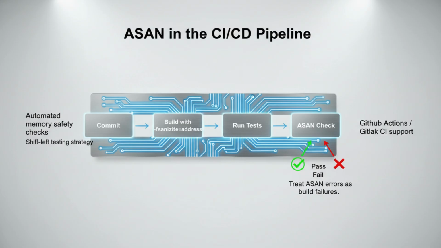You can configure your test runner to treat ASAN errors as test failures, preventing buggy code from being merged into the main branch. This shift-left approach to memory safety is crucial for ultra-scalable systems where the cost of a production failure is extremely high. Most modern CI runners like GitHub Actions or GitLab CI support ASAN out of the box.